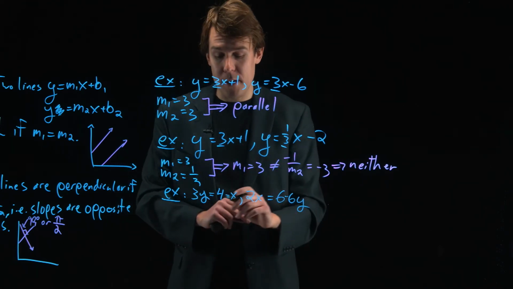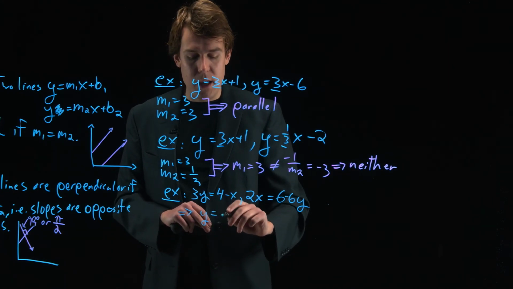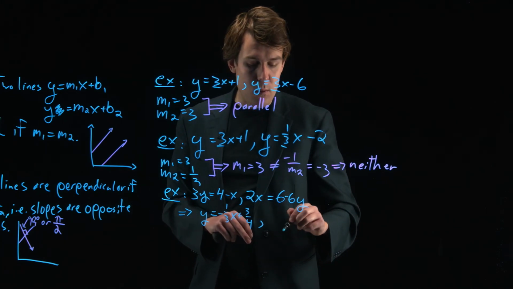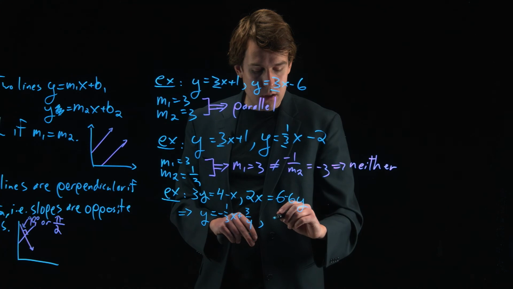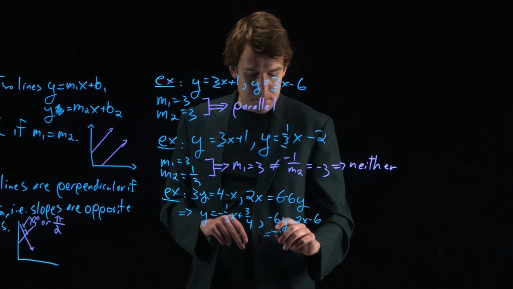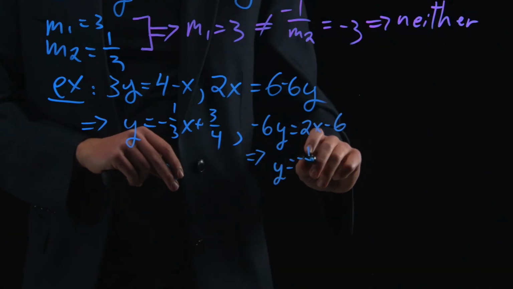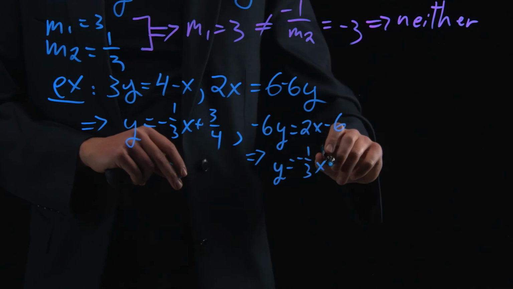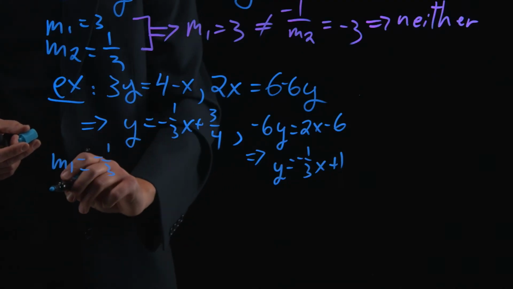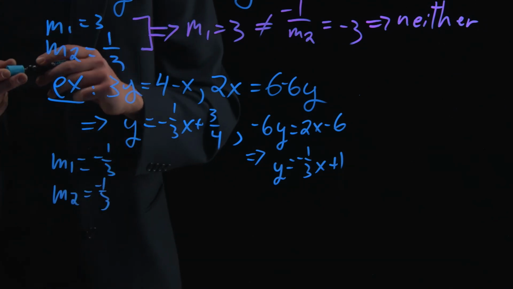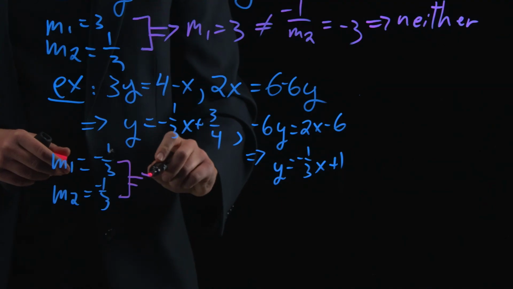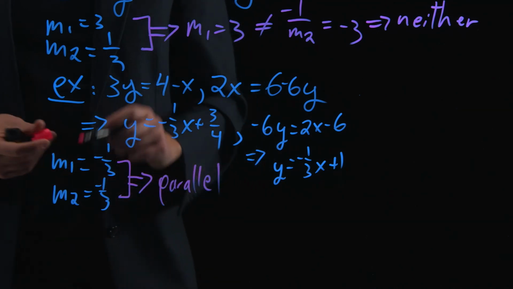So we should write these in slope-intercept form. So we'll divide by 3 here and get y equals -1/3 x plus 4/3. And here we will, let's say, rewrite this first as -6y equals 2x minus 6, and get y equals -1/3 x plus 1. And now we can make an analysis of the slopes. m1 equals -1/3 and m2 equals -1/3. So having made this comparison, what can I conclude? Well, I can conclude that they're parallel, because the slopes are equal.